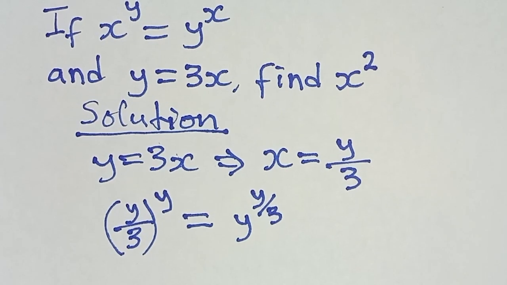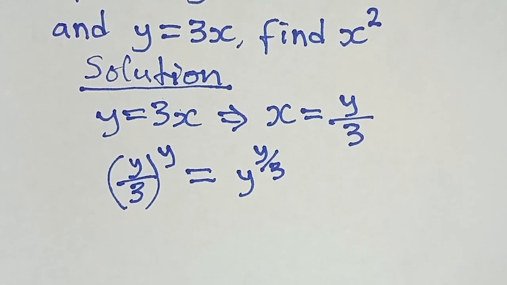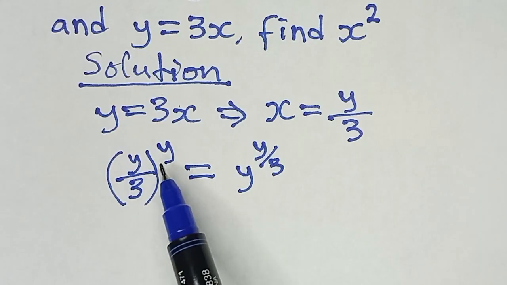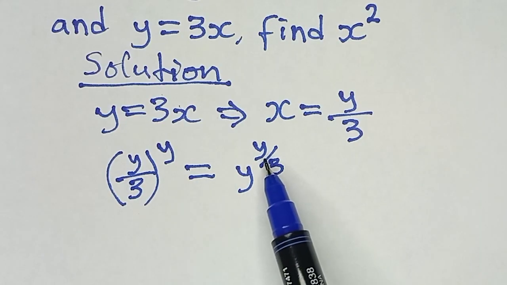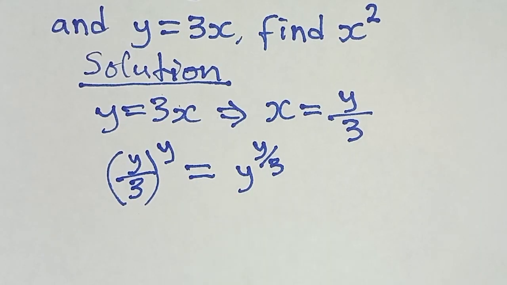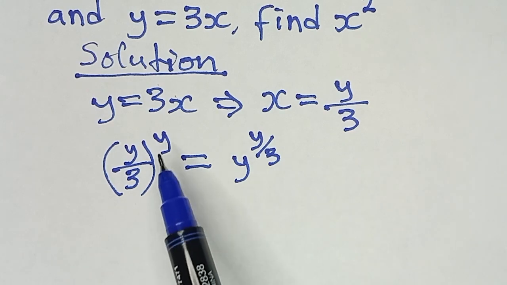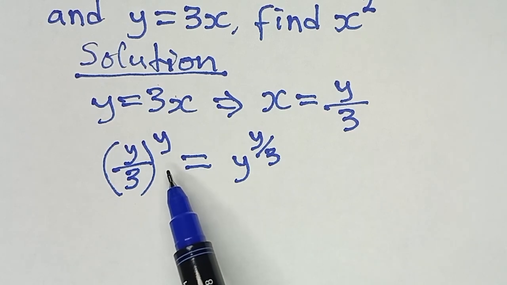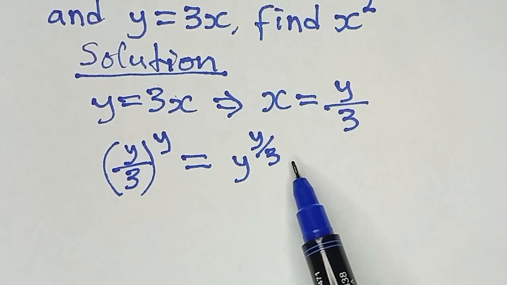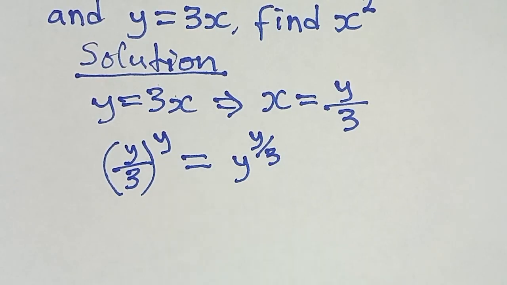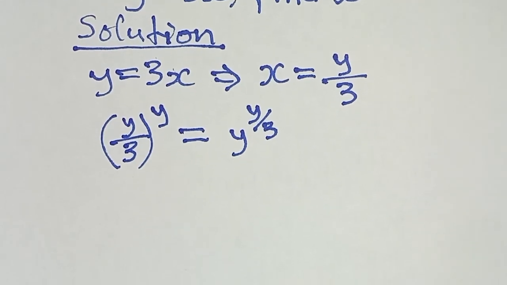Now, I want us to eliminate y from the power. If you check, there is y here, and there's also y here. So something that we can do so that we can remove y from the power is to raise both sides to the inverse of y. The inverse of y is 1 over y. So we can raise this part to 1 over y and also raise this part to 1 over y so that y can disappear from the power. So that is what I'm going to do now.